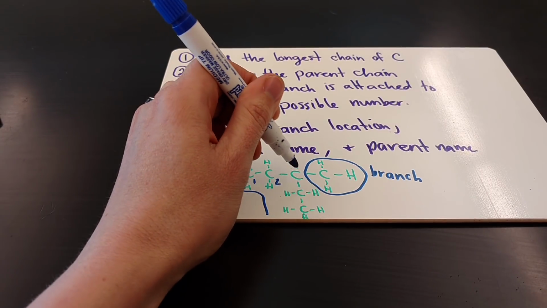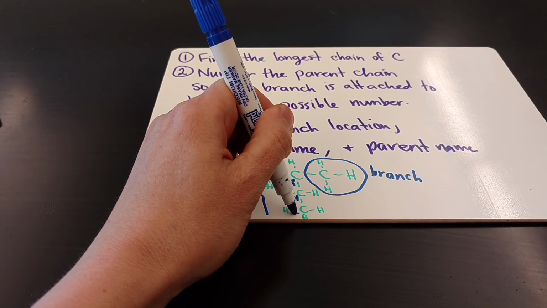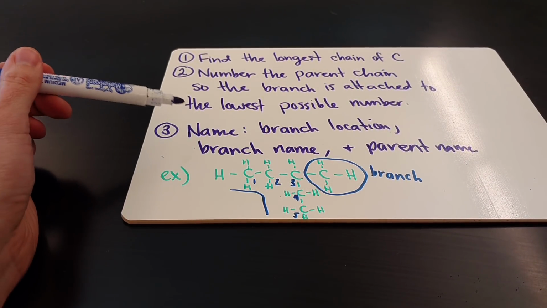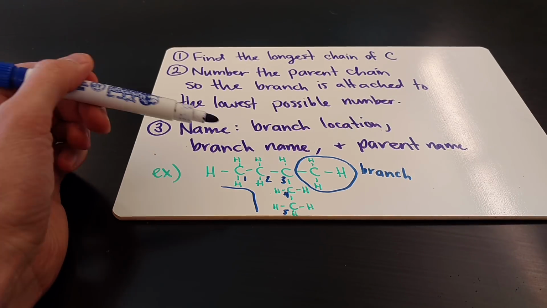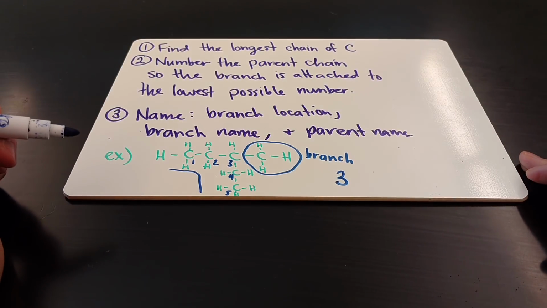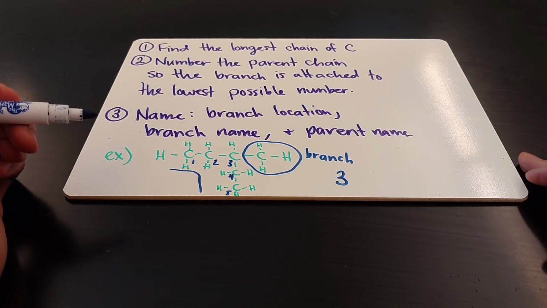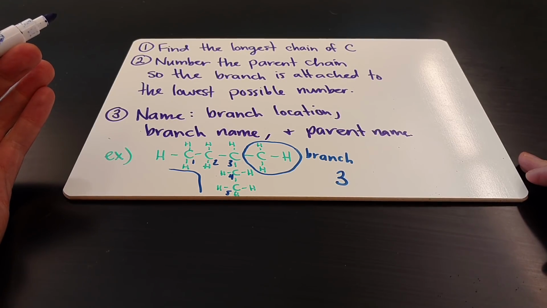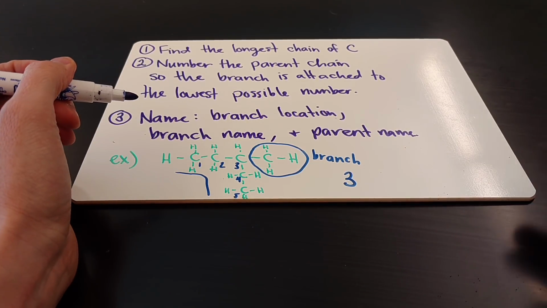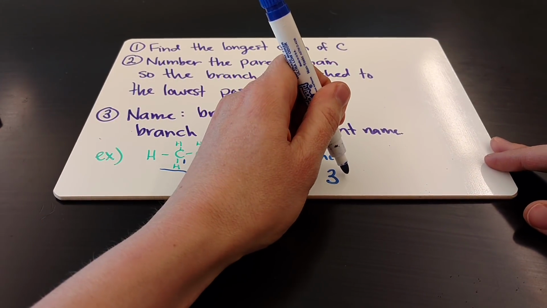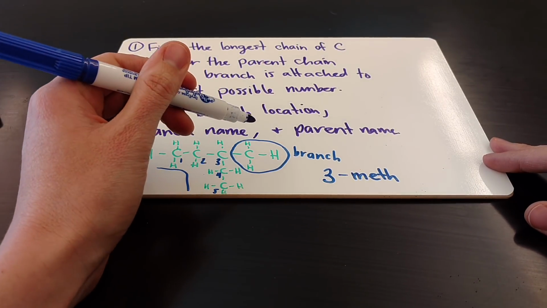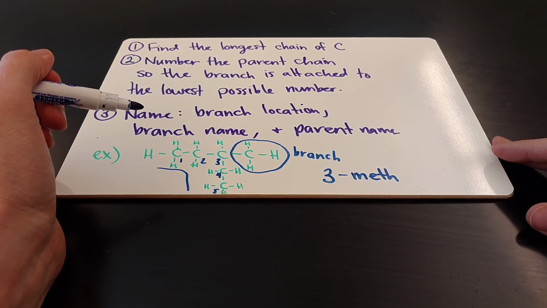So number this molecule. 1, 2, 3, 4, 5. Okay, so I'm just going to pick one, it doesn't matter. Then we name it. First, branch location. Well, what carbon number is the branch attached to? It's attached to the 3rd carbon. So 3 is my branch location. Second is the name of the branch. Okay, and this branch only has 1 carbon. Well, what's the prefix for 1 carbon? I already erased it over here, but 1 is meth. Well, meth is definitely going to be part of this branch name because meth means 1 carbon, and that's how many carbons are in the branch.